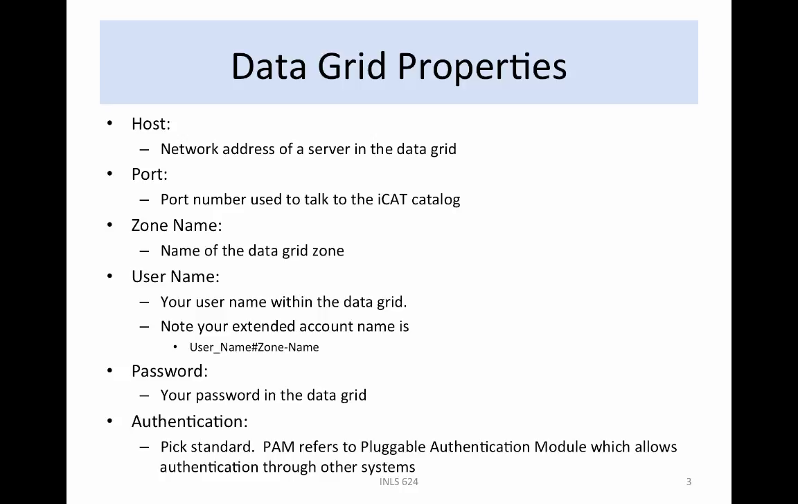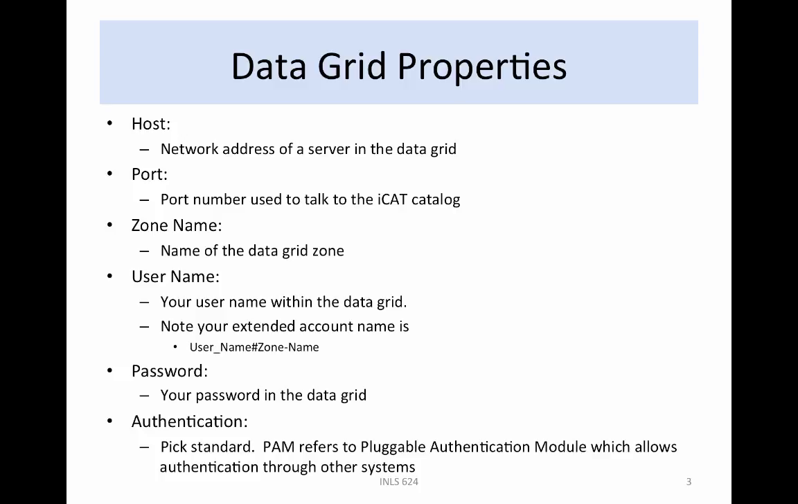The parameters entered into the Cloud Browser define the connection information needed to access a data grid. The general definition of these parameters is: Host. This is the network address of a server in the data grid. Port. This is the port number used to interact with the data grid. Zone name. This is the name of the data grid zone. Username. This is your account name within the data grid.